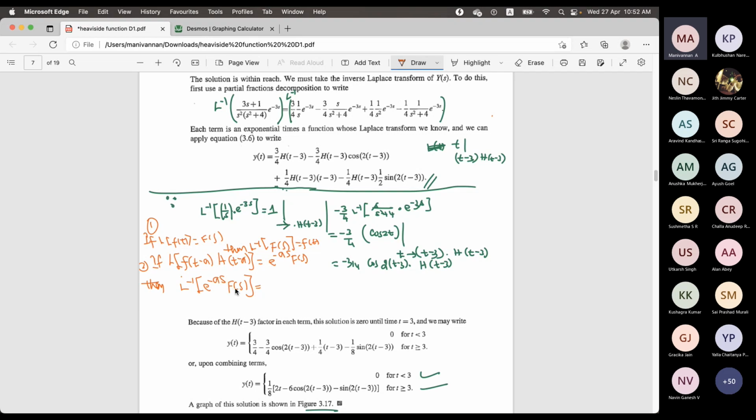So if the exponential function is in a product with some functions, namely all the remaining things, which we call f of s, then first we have to write this h of t minus a. Then this L inverse of f of s, which is denoted as f of t, but that t should be replaced by t minus a, into this h of t minus a. So the overall result is f of t minus a into h of t minus a. Is it clear?